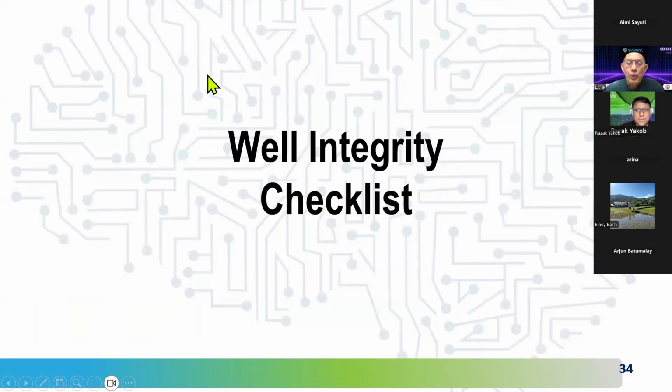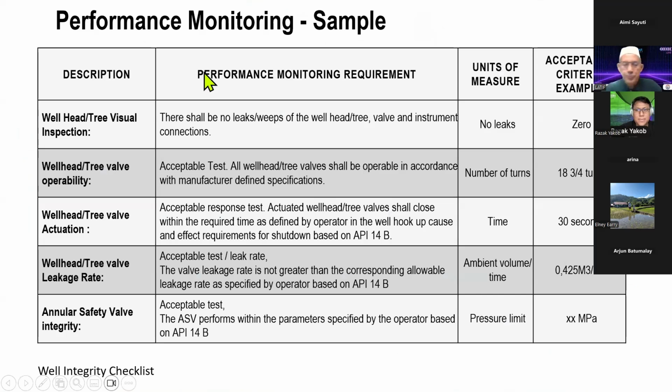Okay, well integrity checklist. We can see that there's a list of how we're going to deal with the wellhead, for monitoring. So we're talking about checking for a leak over there, and if no leak, you put a no leak. Then of course the acceptance is going to be different.